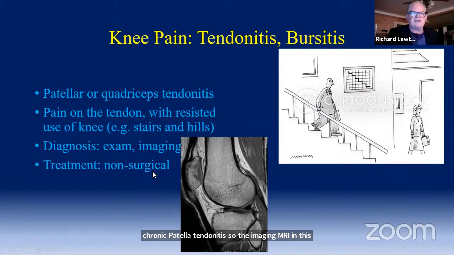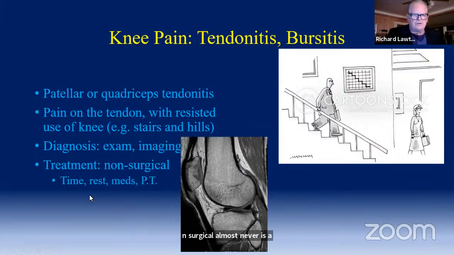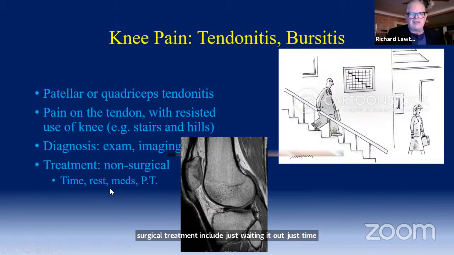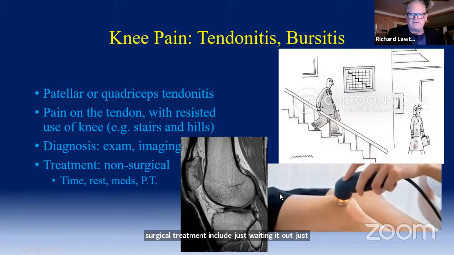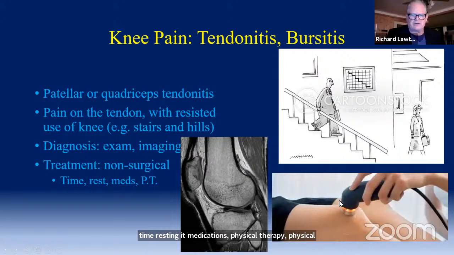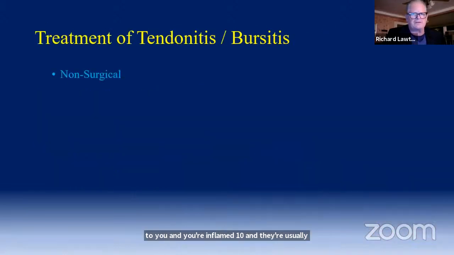The treatment of tendonitis, whether it's tendonitis or bursitis, usually is non-surgical. Almost never is a surgeon operating on tendonitis. Usually the components of non-surgical treatment include just waiting it out, just time, resting it, medications, physical therapy. Physical therapists have these fancy devices like ultrasound, ice, electric stimulation, and other tools in their magic belt, their Batman belt, to apply to you and your inflamed tendon. They are usually quite effective.